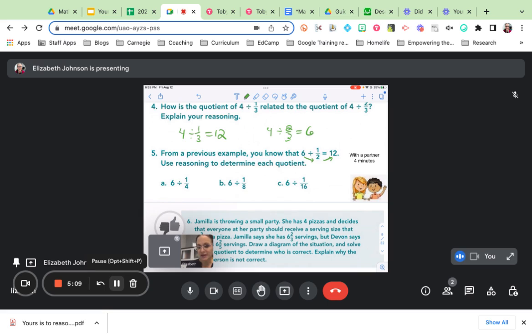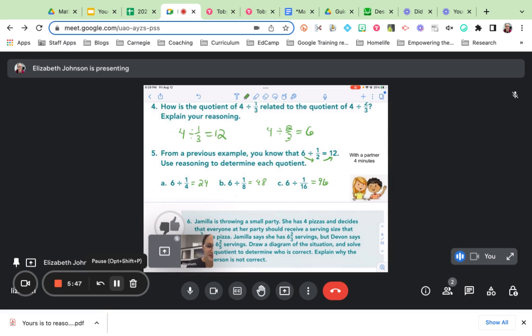In the meantime, pause the video and work with a partner for 4 minutes to answer exercises A, B, and C here. And you can use this trick. Remember, our numerator is 1 in each of these cases. We have a 1, and a 1. So what I want you to do is multiply 6 times 4. Multiply 6 times 8. Multiply 6 times 16. We'll see why this works in a little bit. The important thing right now is that you know that it does work and that you use it to find the quotient for these expressions.